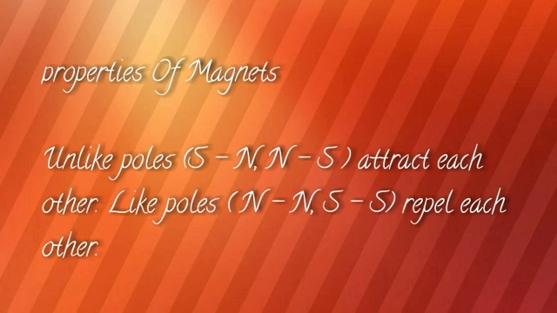As per the above activity, let us have the definition for properties of magnets. Unlike poles, south-north or north-south, attract each other. Like poles, north-north or south-south, repel each other. These are the properties of magnets.